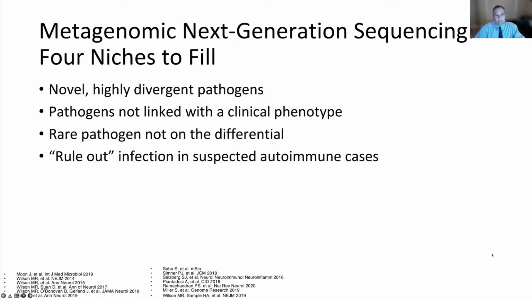The advantages of metagenomic sequencing are that it can identify novel or highly divergent pathogens like SARS coronavirus 2, pathogens that haven't previously been linked with a clinical phenotype, so a diarrheal illness that we're now recognizing might be causing a neurologic disease, rare pathogens that are known to cause encephalitis, but that aren't on the differential in a particular case, or potentially as a test to rule out an infection in suspected cases of autoimmune encephalitis.